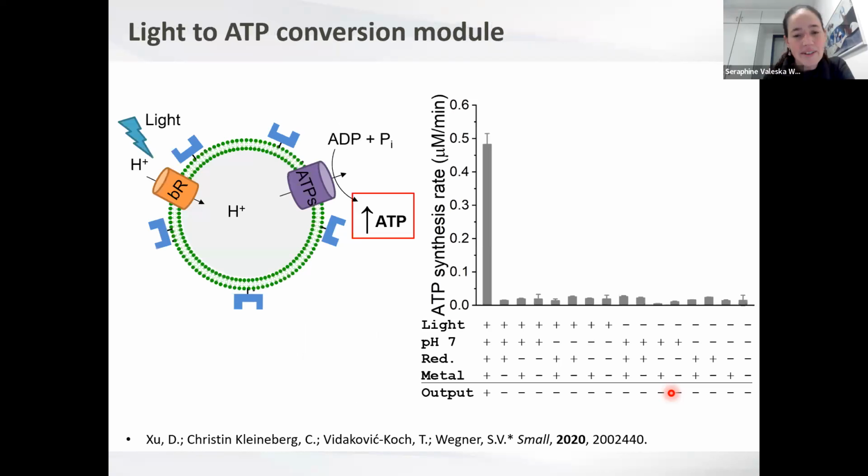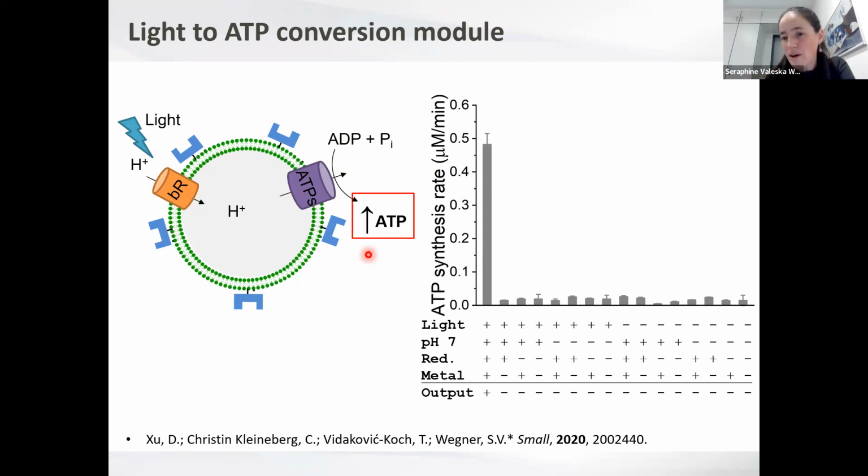And here we collaborated with another group who had developed a light to ATP conversion module in a synthetic cell. And in these synthetic cells, you have a bacterial rhodopsin that uses light as a source of energy to pump protons across the membrane. And then within the same vesicle, there's an ATP synthase implemented. And this ATP synthase can then use this pH gradient to convert ADP to ATP.